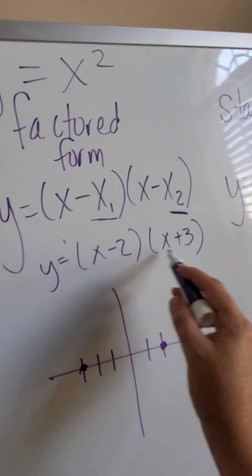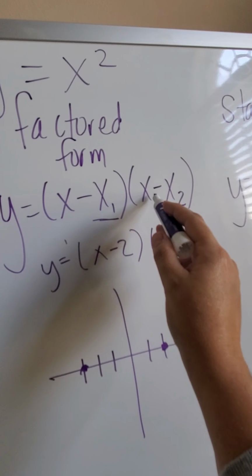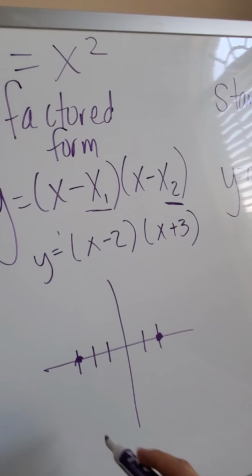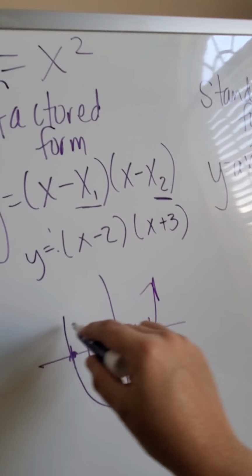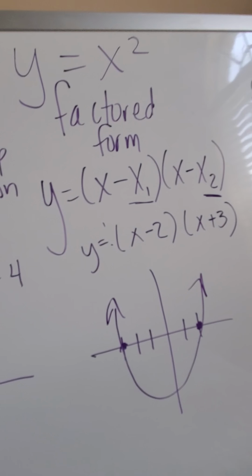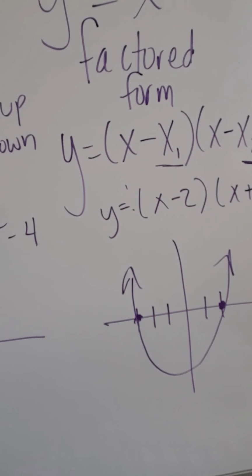Now the reason I switched the sign is because this is a minus, so I changed my sign. And it opens up because it's positive, so it looks something like this. And I could get more specific, and the calculator's nice too. It'll help us graph it too, okay?